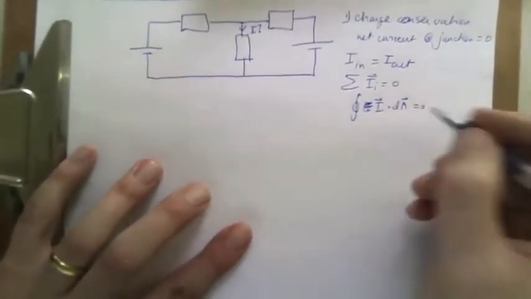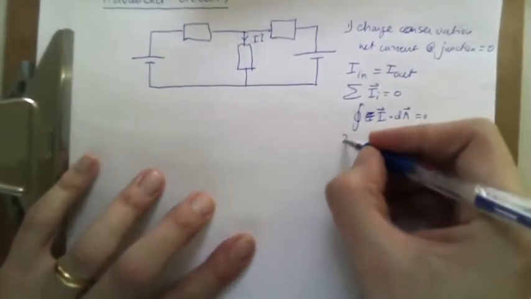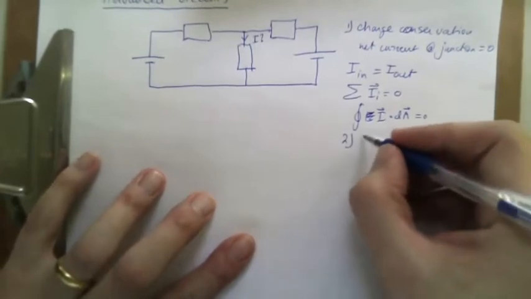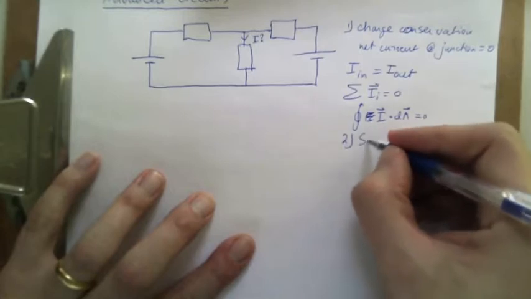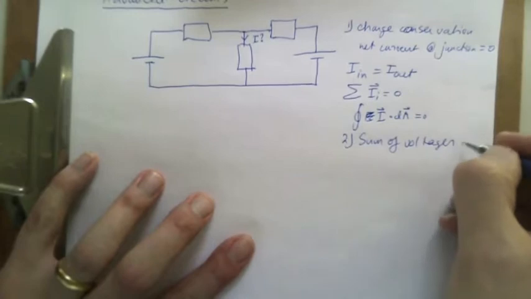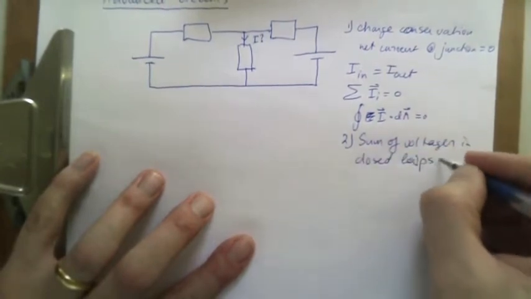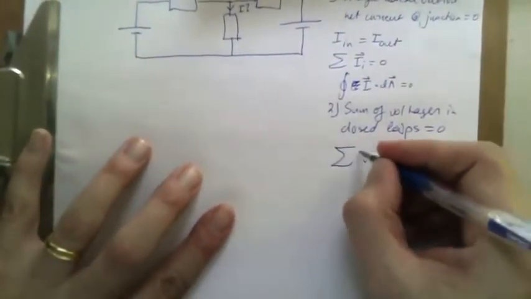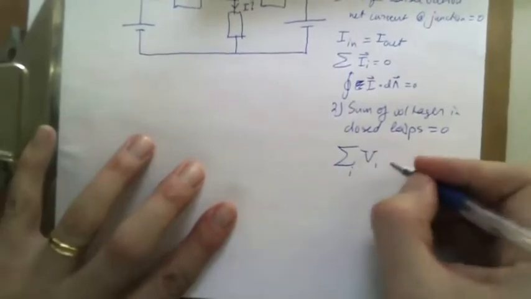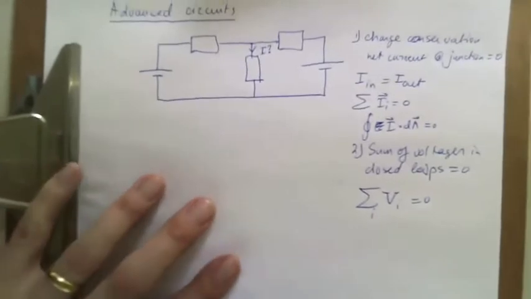So this is Kirchhoff's current law. And the second one we already had established, and that was the sum of voltages in closed loops is 0. So that would be the sum of voltages is 0, and that's of course the Kirchhoff voltage law.